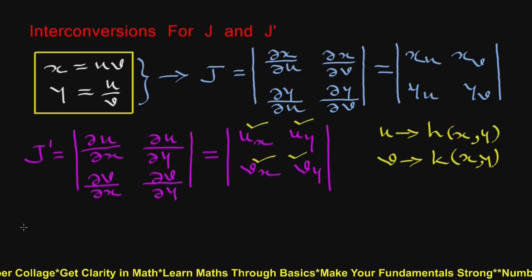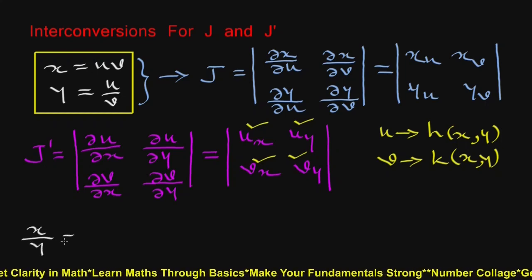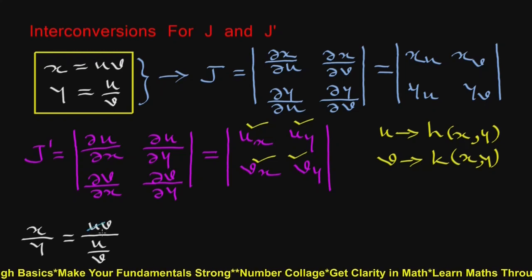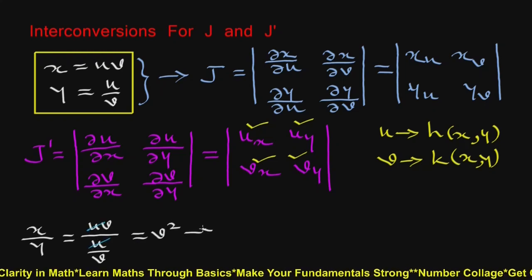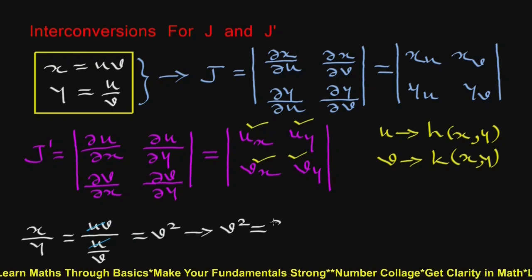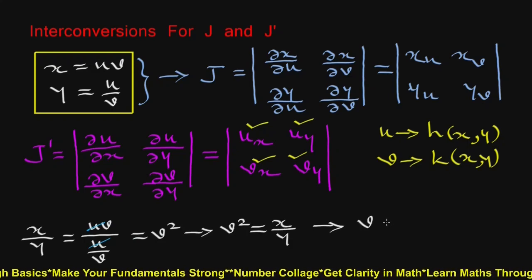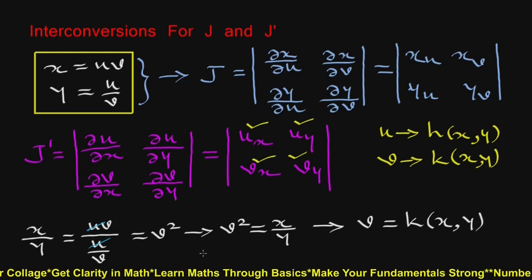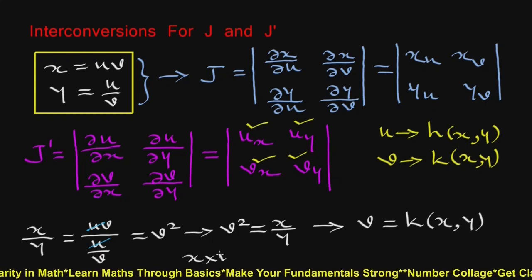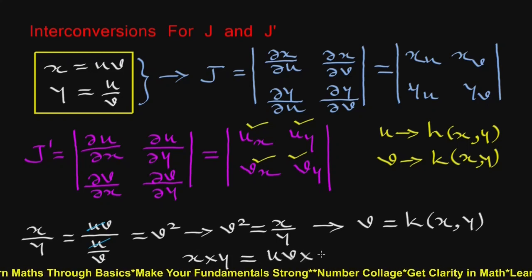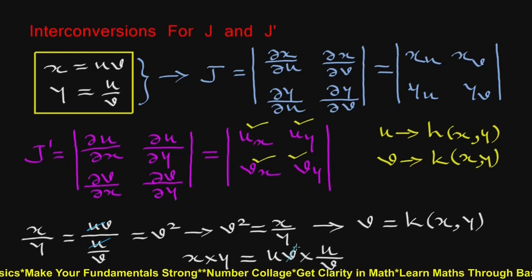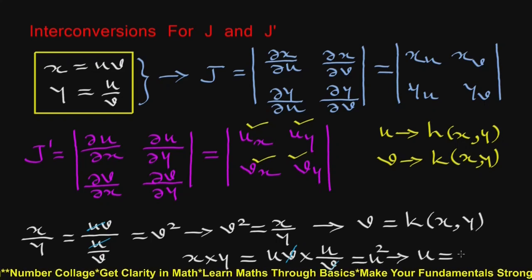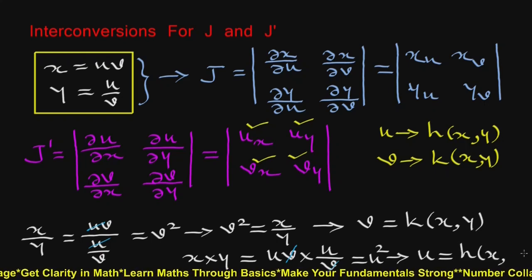What we do, we divide x by y, that gives u upon v. Cancelling u, we get v square. So here we got v square is equal to x upon y, which is v as a function of x and y. Similarly, if we multiply x and y, we get uv multiplied by u upon v. Cancelling v, we get u square. So here we got u as a function h of x and y.